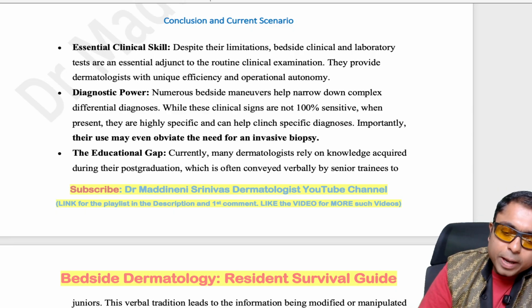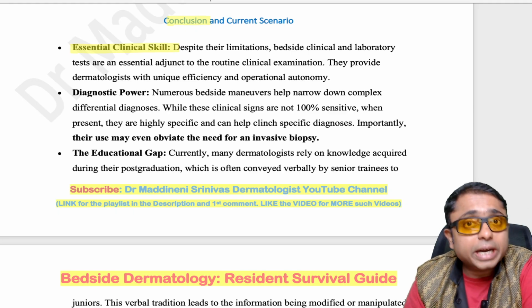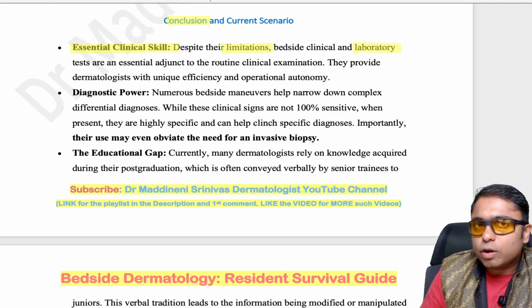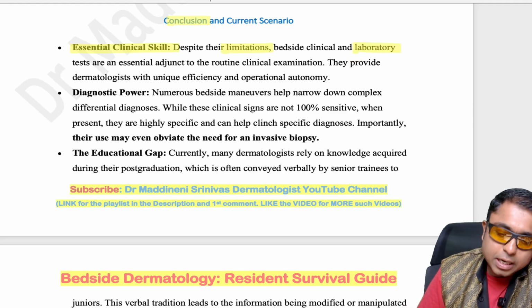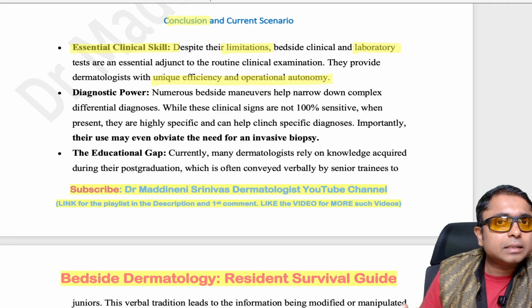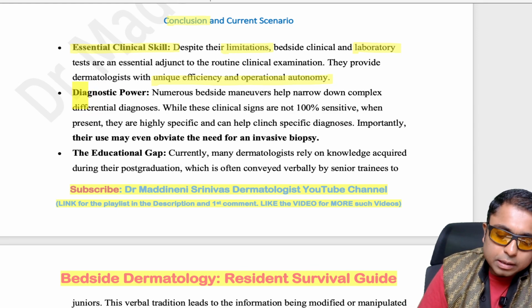bedside tests. Okay, so to conclude, the bedside tests definitely are an essential clinical skill which every dermatologist must have, despite the limitations, and also despite the availability of various hi-fi technological tests, right? They provide unique efficiency and operational autonomy. So that will help in getting good rapport with the patient and other uses, like we have already discussed.